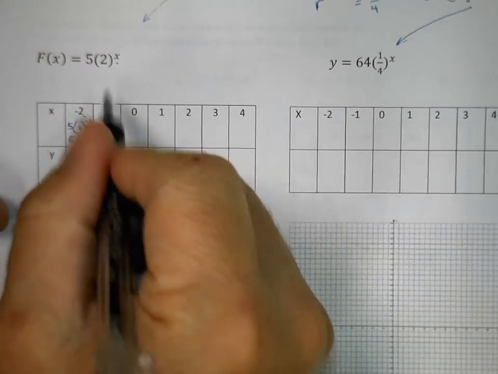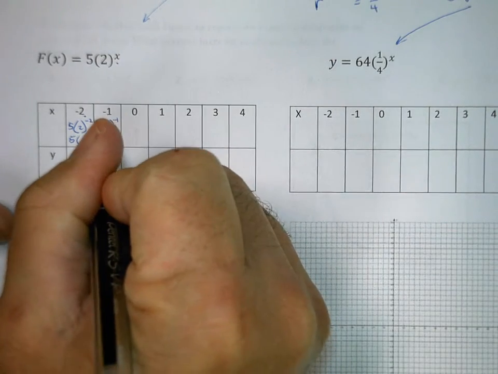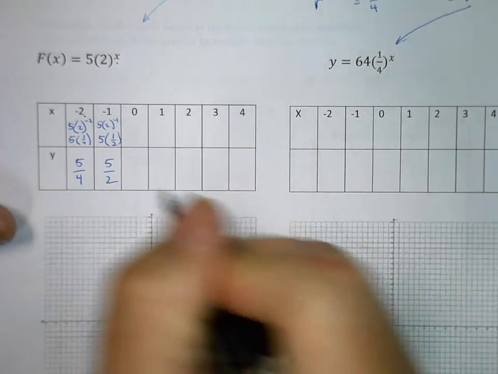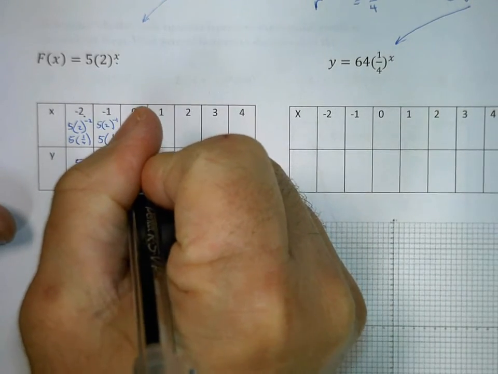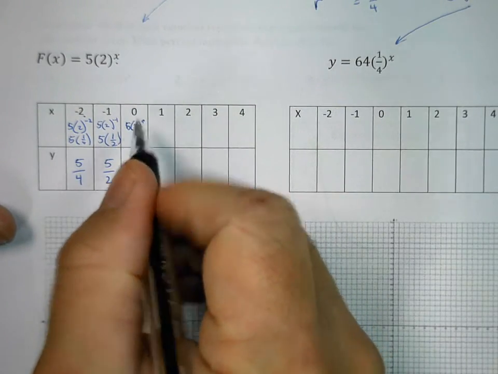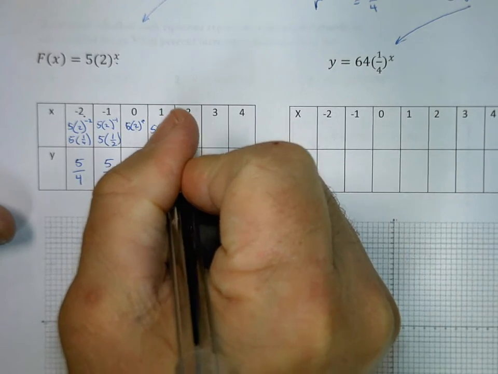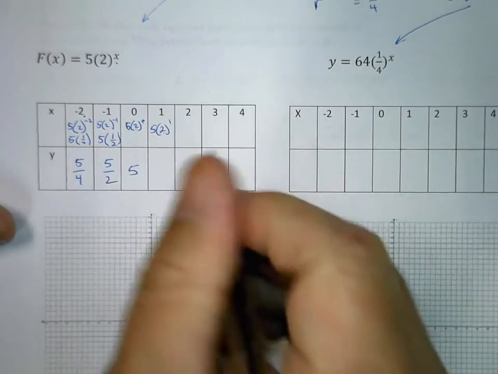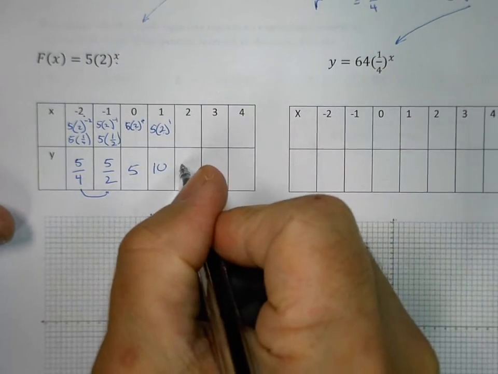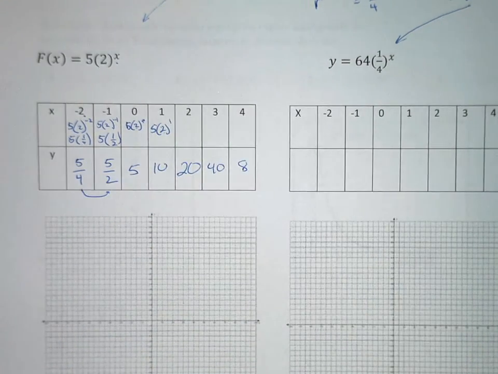Okay, if I plug in -1 for x, we get 5 times 2 to the -1, which is 5 times 1/2, which is 5/2. Okay, 5 times 2 to the 0 power, well, anything to the 0 power equals 1, so 5 times 1 is 5, and then we have 5 times 2 to the first. 2 to the first is 2, and 2 times 5 is 10. And maybe you can see the pattern now. We're multiplying by 2. So without plugging those in, we know it's 10, 20, 40, and 80.